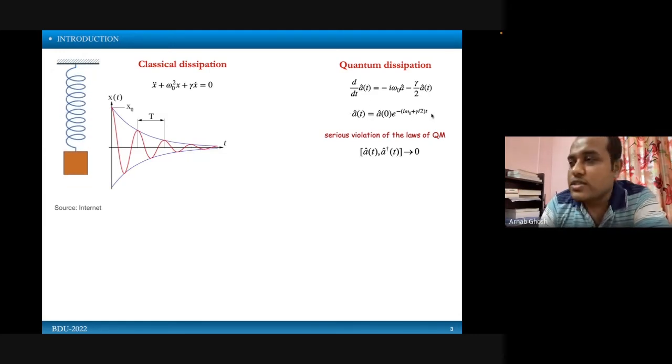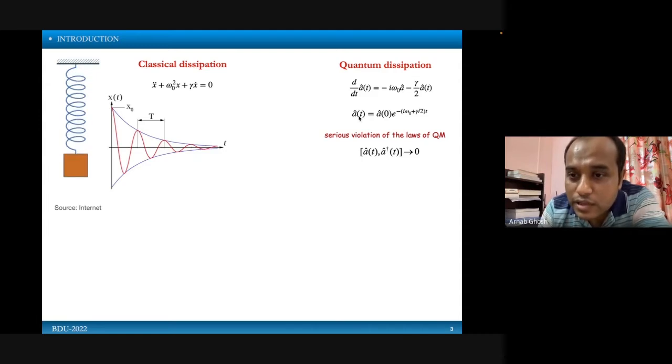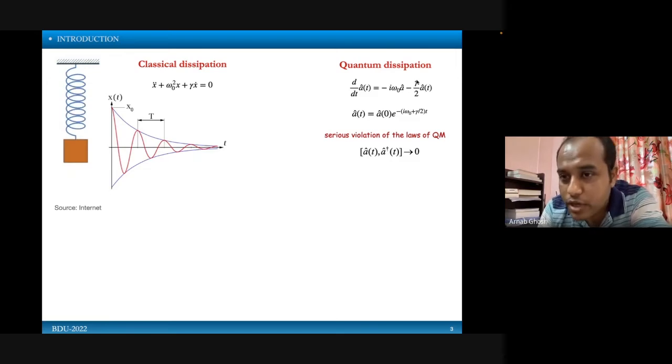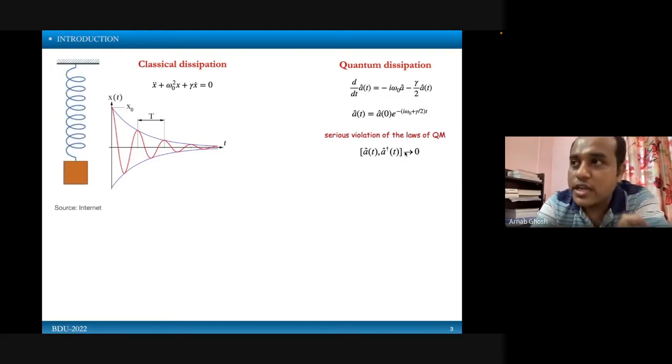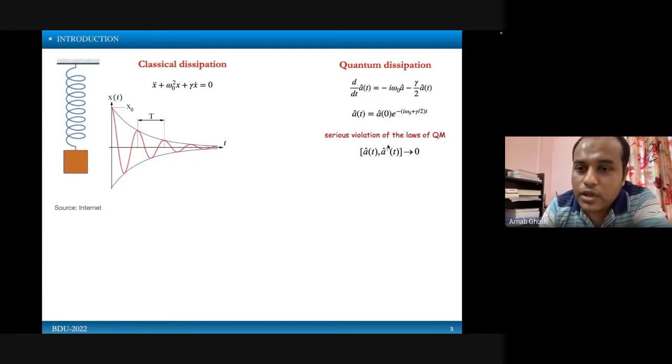Now, this causes a serious violation of the laws of quantum mechanics. As is evident, if you calculate the commutator between A and A dagger at long times, because of the presence of this e to the power minus gamma by 2 t, the commutator vanishes. This is a serious violation, and this cannot be, because quantum mechanics says that the commutation relations between the operators must always be preserved at all times. To circumvent this problem, the most popular strategy is to construct what is known as the system-reservoir theory.